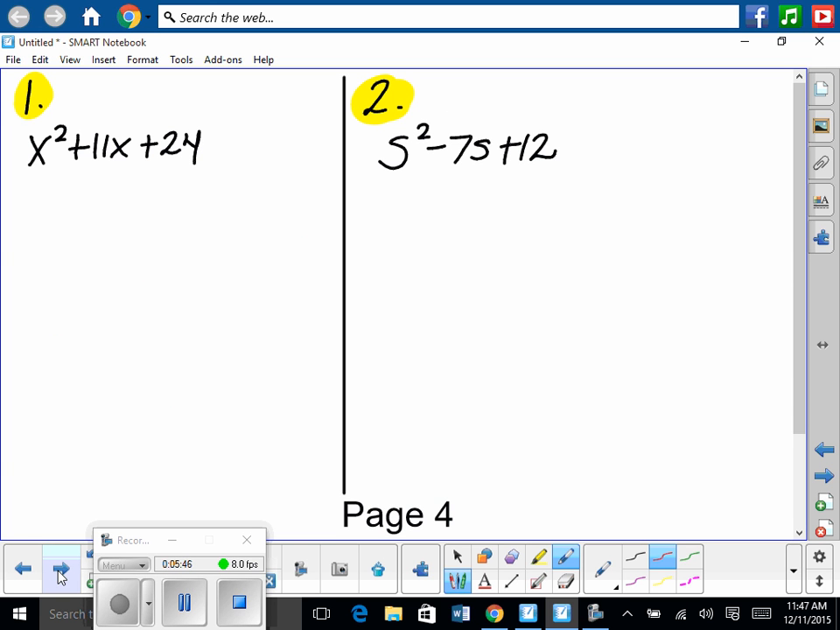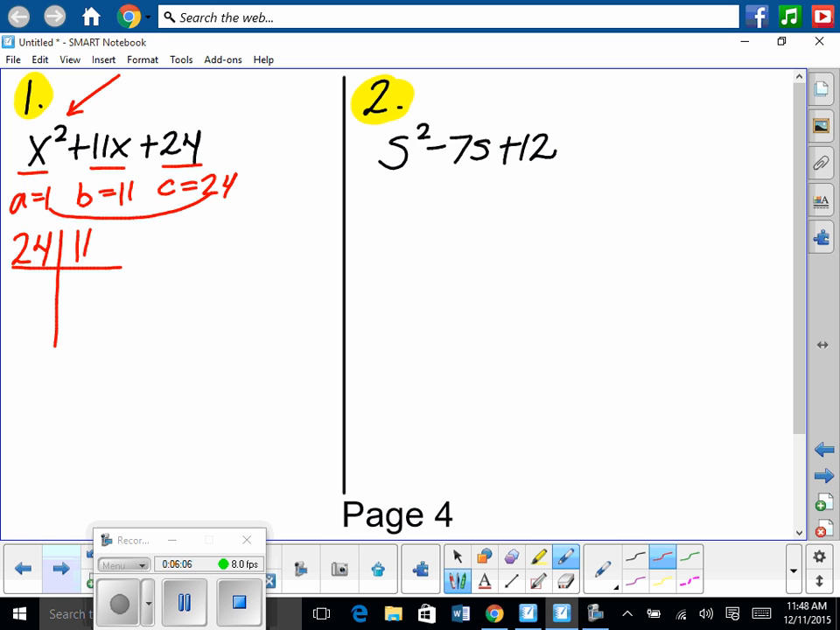On page 4, we're asked to factor this. The first thing we look for is, is there anything in common in all three terms? There's not, so we move on. Well, this is a quadratic, so we always do what multiplies to be a times c. So a is equal to 1, b is equal to 11, and c is equal to 24. Well, multiplies to be 24 and adds up to be 11. So I started listing out factors of 24, and I got 8 times 3. Those could add up to be 11. Look, 8 plus 3 does equal 11. So it works in both cases.